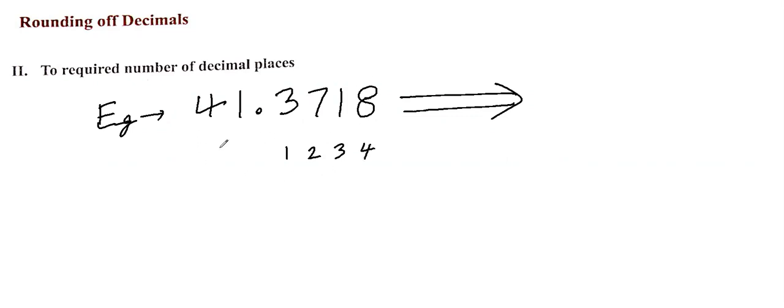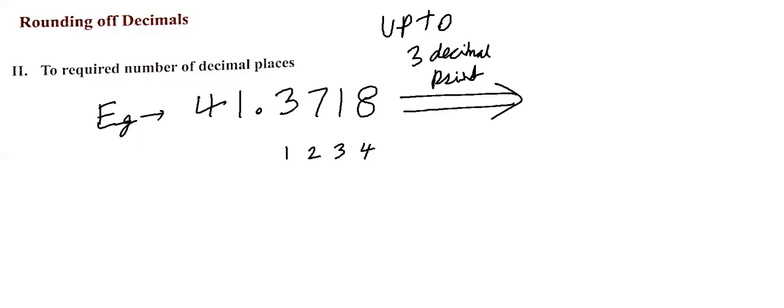So what will I call this number? I will call this number a number till 4 decimal points. That's what I will call this number. And I want to round off this number up to 3 decimal points. 3 decimal points I have to round off this number.